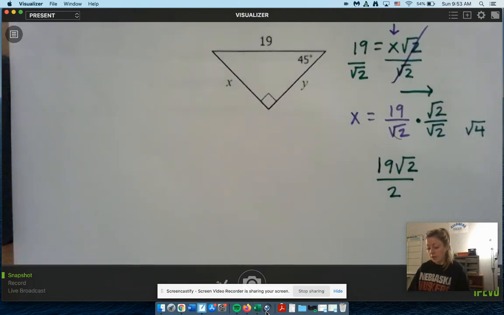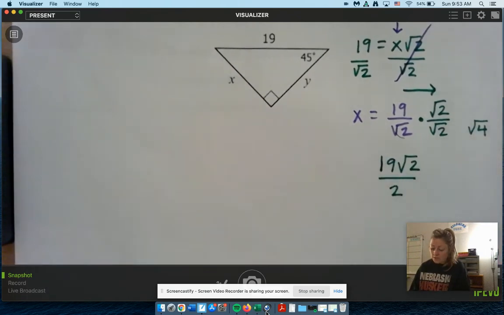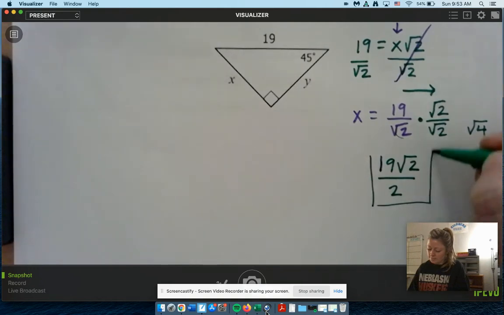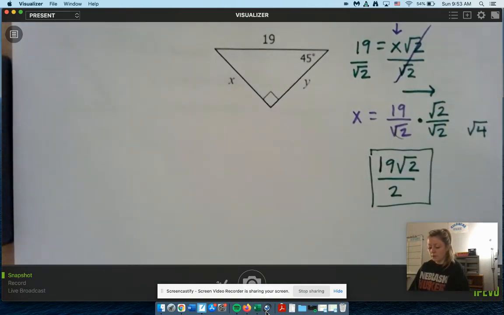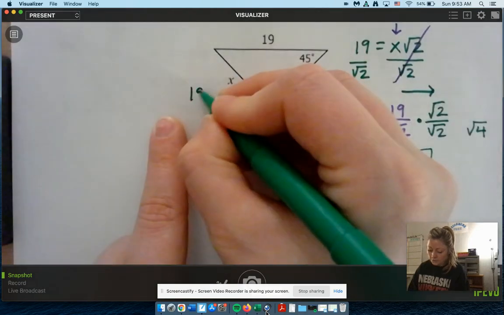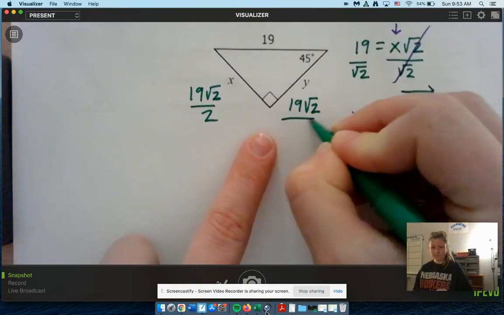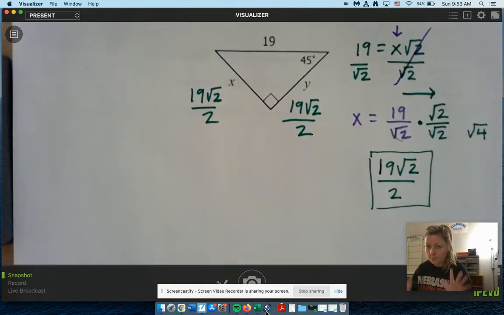So now we're done. I mean, you could see, is 19 divisible by 2? No, I mean, you get a decimal. We would rather just have whole numbers, so we're just going to leave it like this. So we just found our leg is 19 root 2 over 2. And y would be the same because our legs are the same. Again, we will go over multiple examples next time I see you in class. I just want you guys to see it first before we do that, okay?